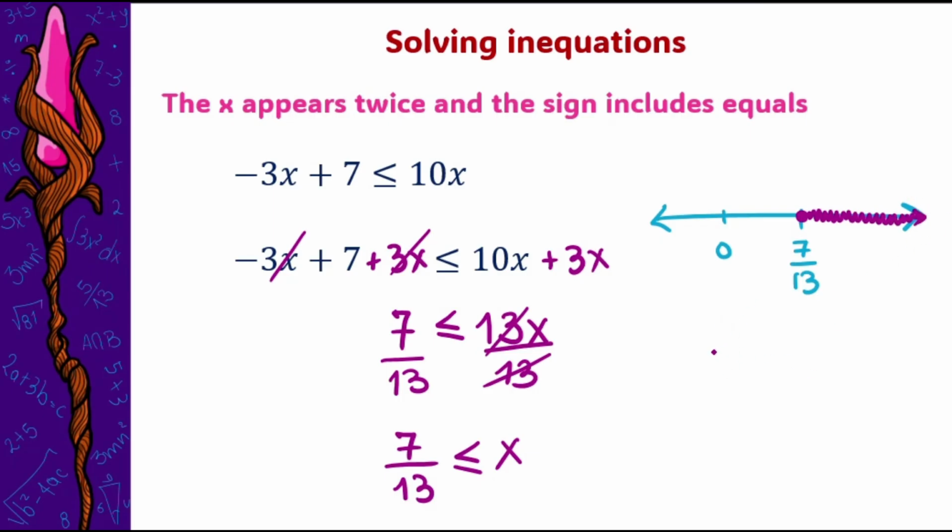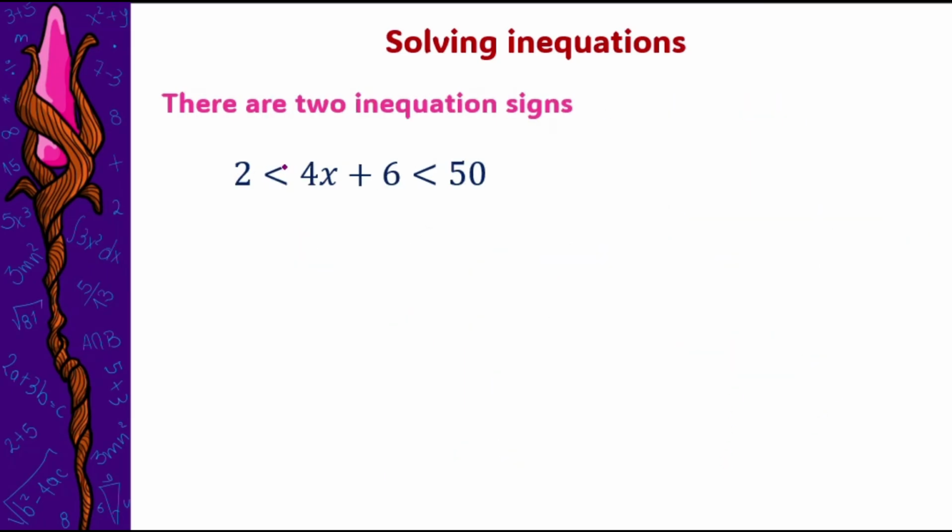Or we can also write that x goes between [7/13, infinity). Remember the square bracket is to include the 7/13, and it goes to infinity. Infinity is always going to go with a normal parenthesis because it's not a number, we cannot include the infinity, so it's always going to go with a round parenthesis. Let's check this other example when we actually have two signs.